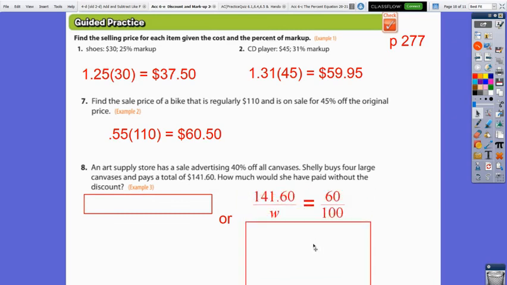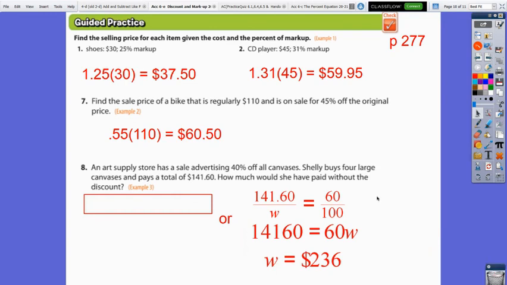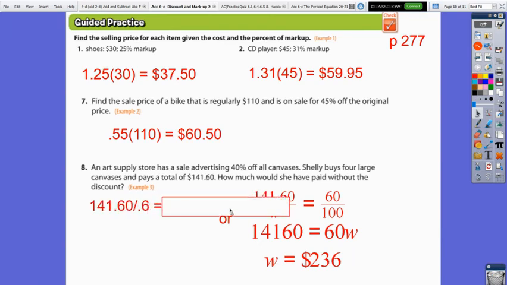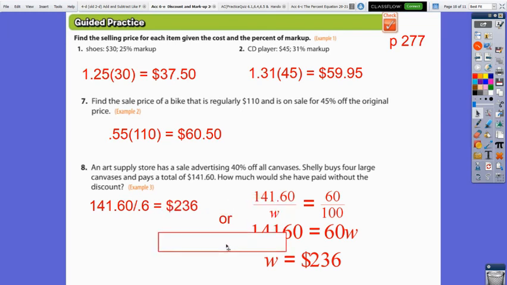141.60 out of what? The original price is 60 out of 100. Solve this proportion, you get $236. Or go the one-step method and do 141.60 divided by 0.6. Divide by the percent as a decimal, and you also get $236. Okay, so does that make sense? $236, 40% off of that. Does that make sense to 141? Should be a little more than half. So, yep, that is a reasonable answer.